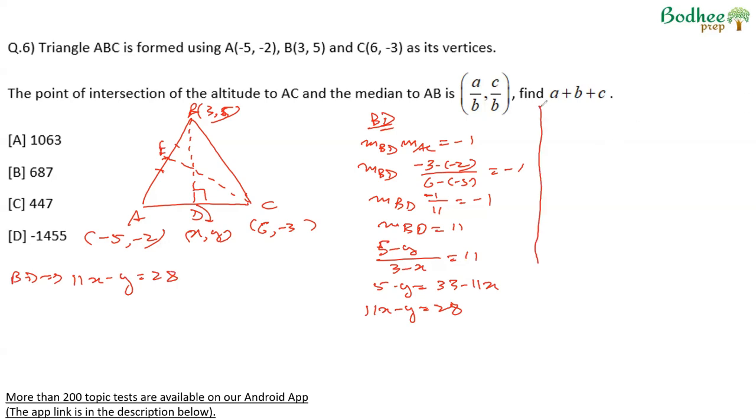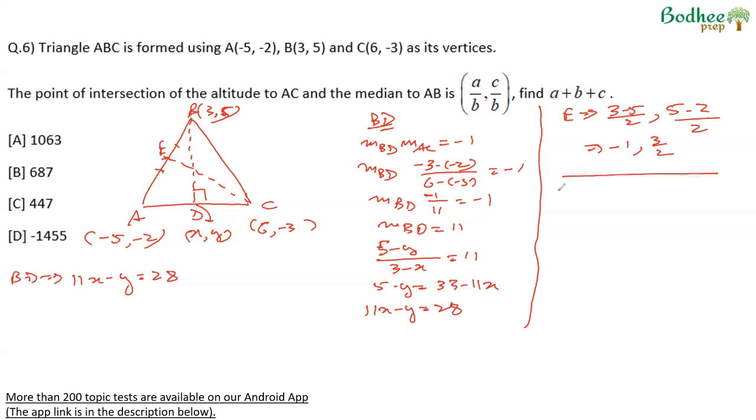Now we look at EC. First of all, we find the coordinates of E. The coordinates of E will be the midpoint of AB. Therefore, (3 - 5)/2 for the x coordinate and (5 - 2)/2 for the y coordinate, using (x1 + x2)/2 and (y1 + y2)/2. So this becomes (-1, 3/2).